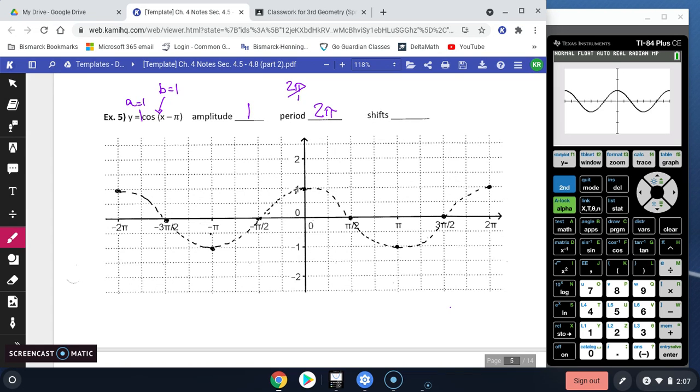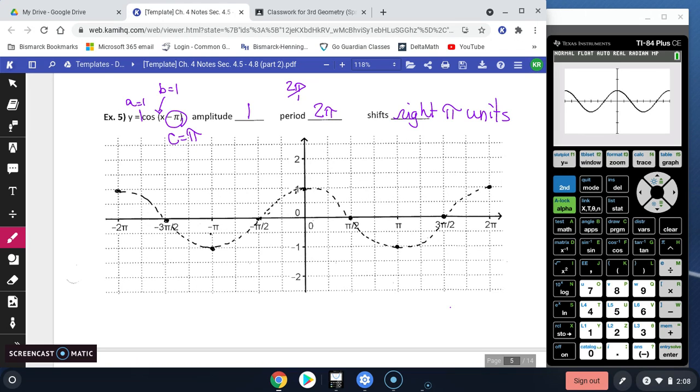So again, it's not going to get taller. It's not going to get shorter. My period is still the same. Okay, but it will get shifted. So here, this pi, this is your C. Change the sign. C is pi. It's a positive pi, which means you're going to go right pi units.